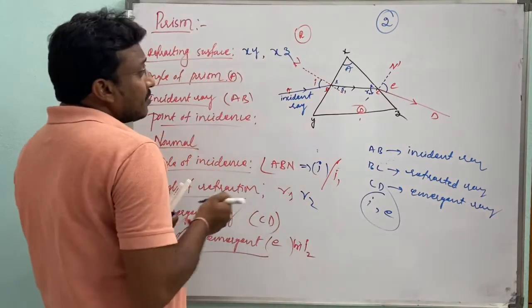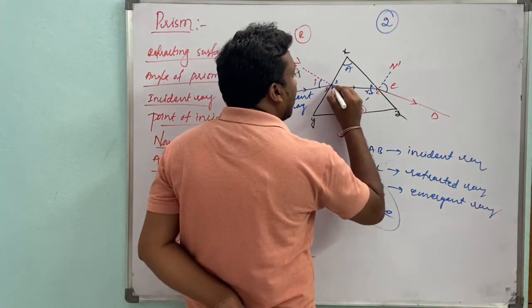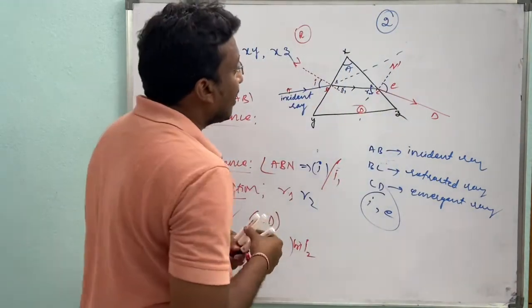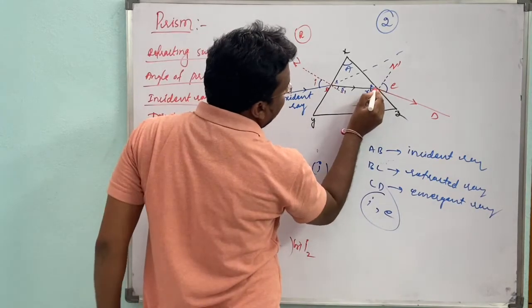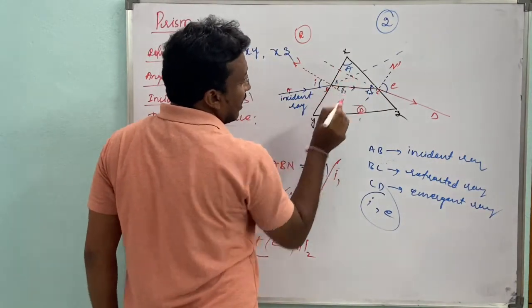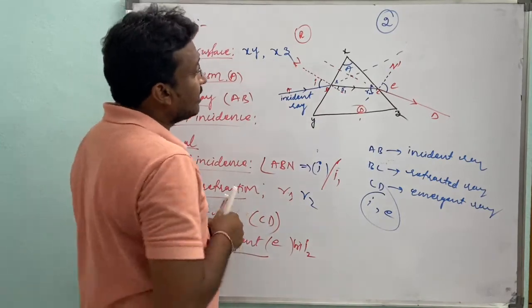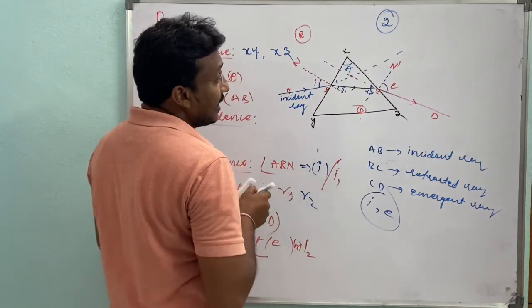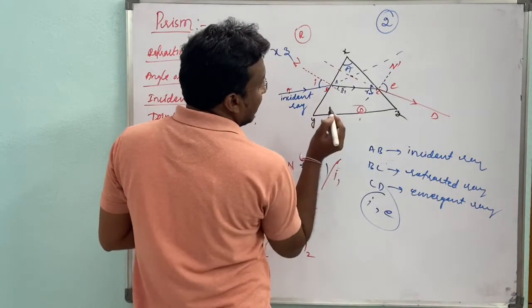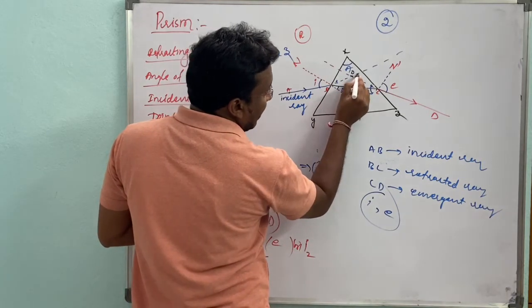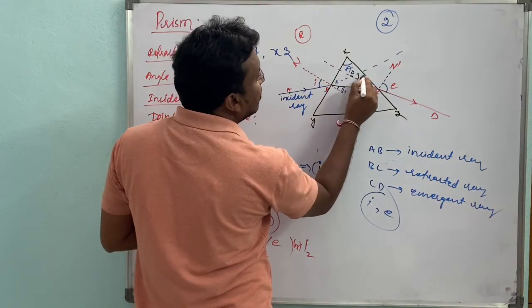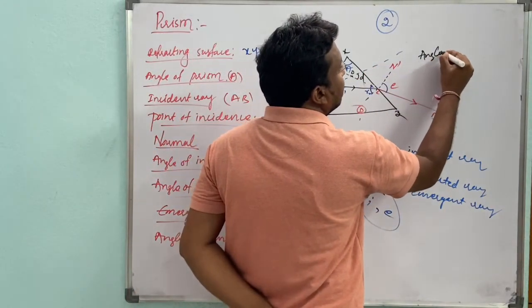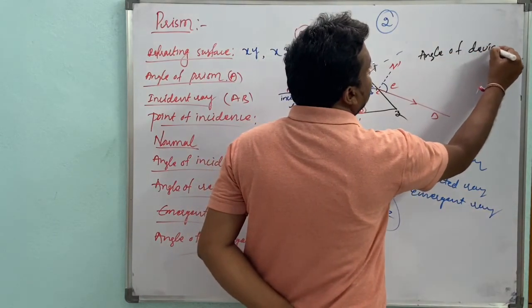Okay. Then, if you extend the incident ray forward and the emergent ray backward, the two will meet at a point. For example, they meet at the point O. There it is making an angle. This angle is called the angle of deviation. What do we call it? Angle of deviation.